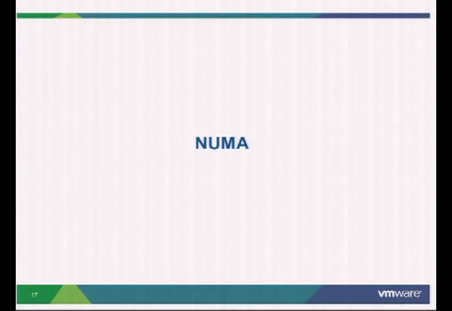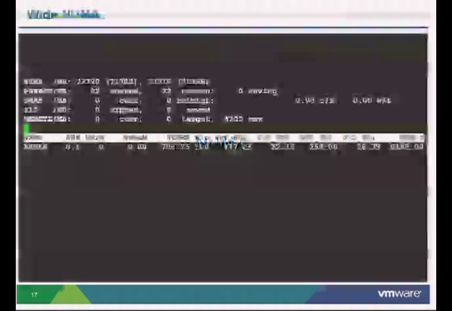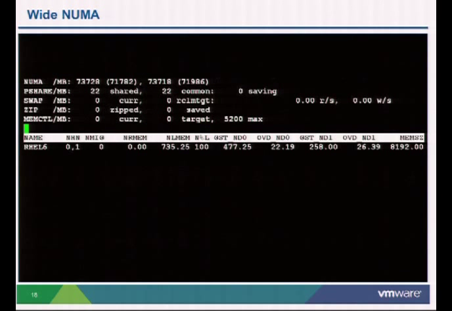All right, so the fourth topic is NUMA. We have a new feature called wide NUMA support, which we introduced in ESX 4.1, and I want to talk about that in this slide. Here, the host has 2 different NUMA nodes. Each NUMA node has 8 gigs of memory. Then I'm powering on a VM, and this VM has 2 home NUMA nodes. The NHN stands for home NUMA nodes. So it has been assigned 2 different NUMA nodes as its home NUMA nodes.